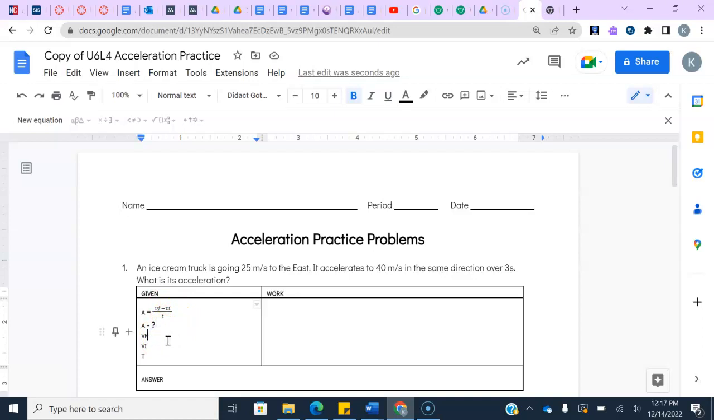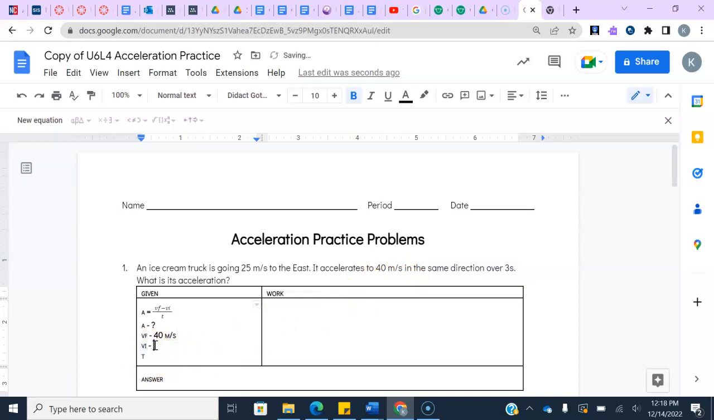Okay, so next let's look for our final velocity. So remember, VF is final velocity. So we're going to find that in the problem. Now, final velocity is what we end up. So what is the ending velocity? This problem says that the ice cream truck is going 25 meters per second. So that's where it starts, okay? But it accelerates to 40 meters per second. So that's going to be our final velocity because that's the ending velocity that's given to us in the problem, okay? So our VF is going to be 40 meters per second, okay?